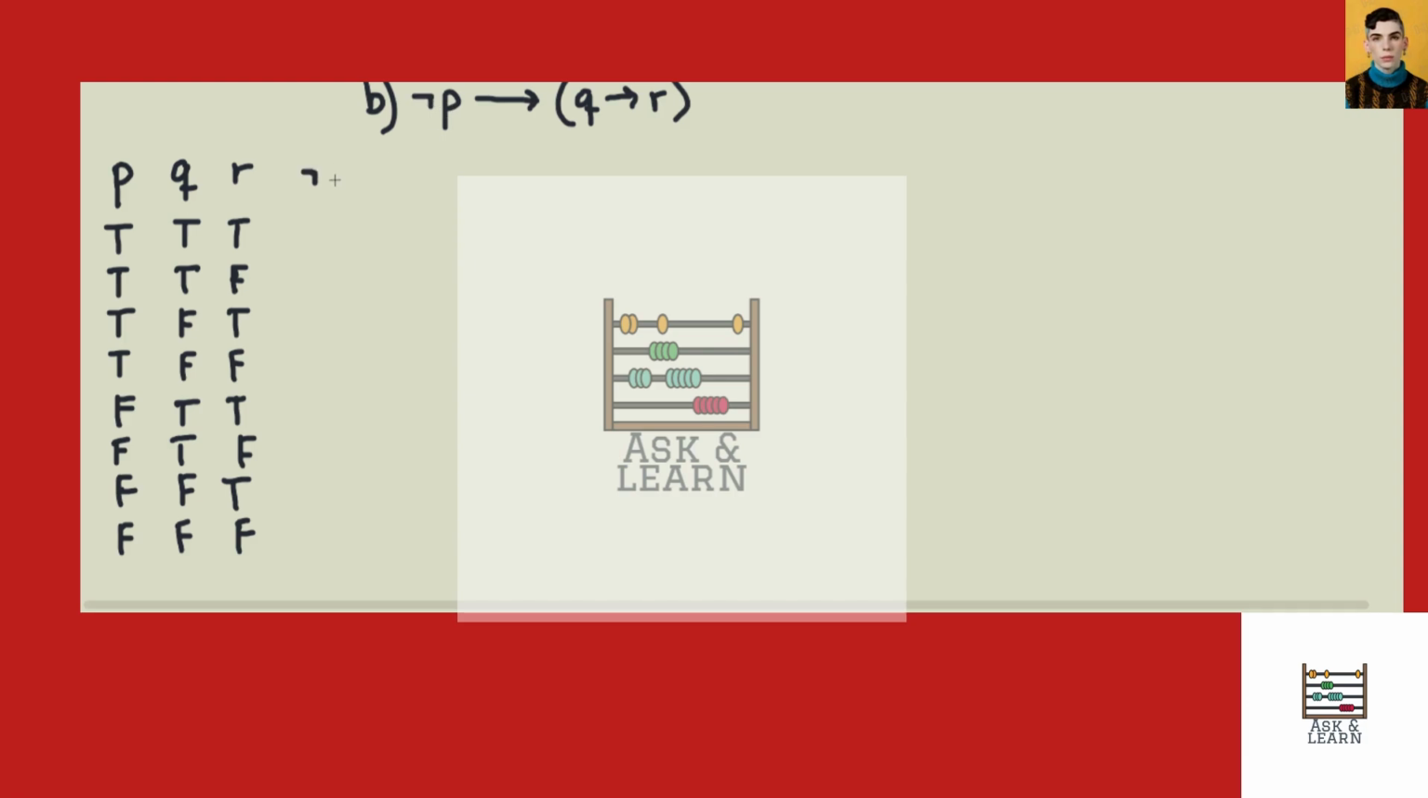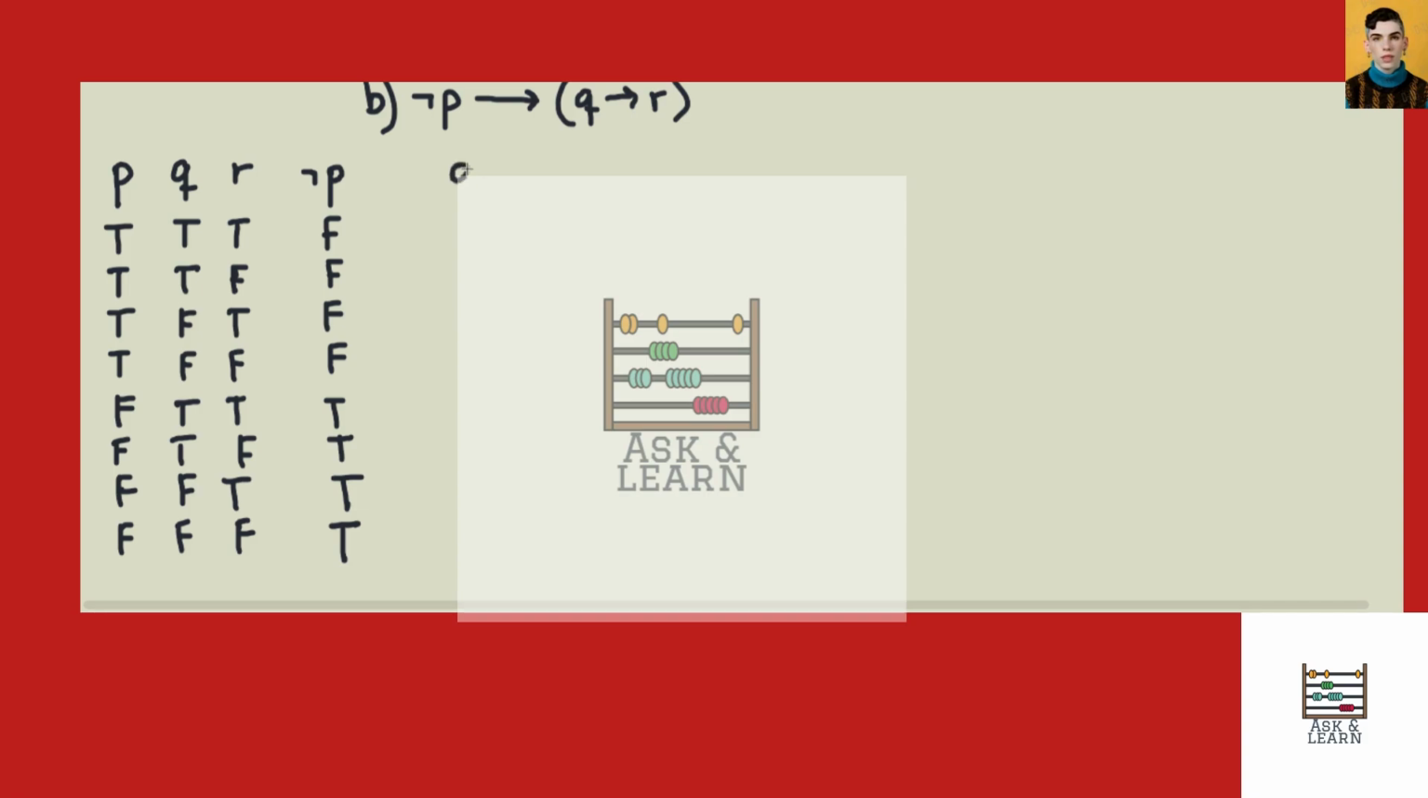So the negation of P, we know the negation of P truth values are the opposite truth values of that of P. So first 4 are true, the second 4 are false. So negation of P will be opposite. The first 4 will be false. 1, 2, 3, 4. And the next 4 will be true. True, true, true, true. Now we will solve this compound proposition first.